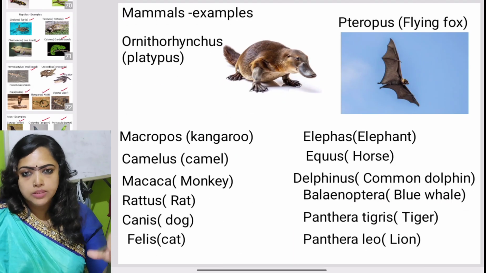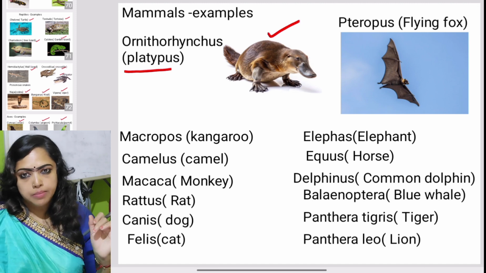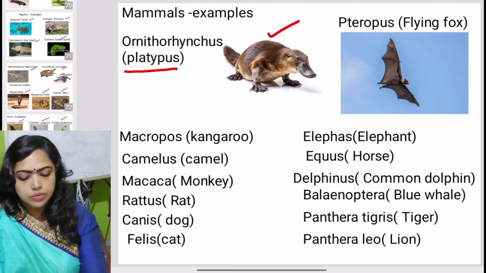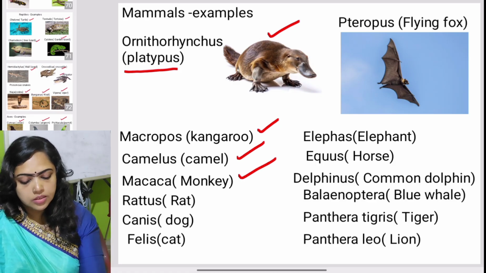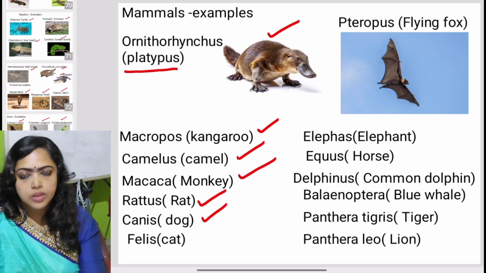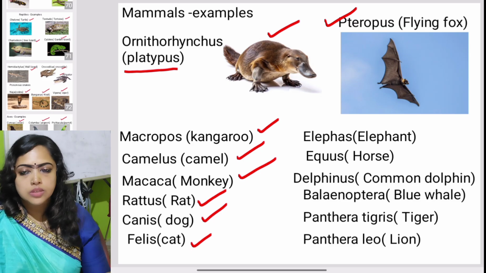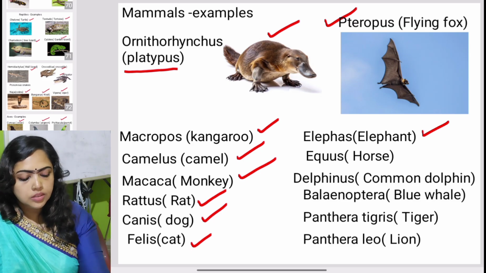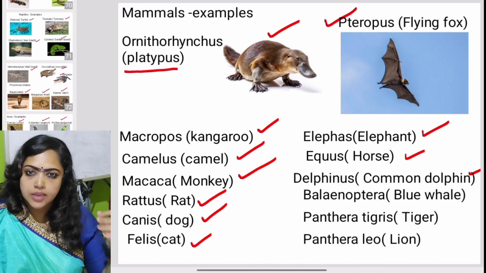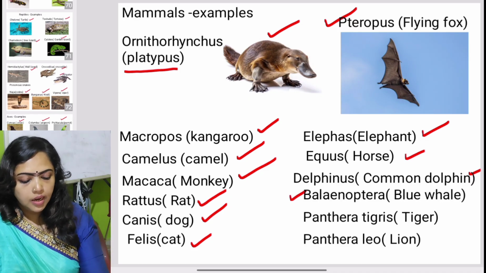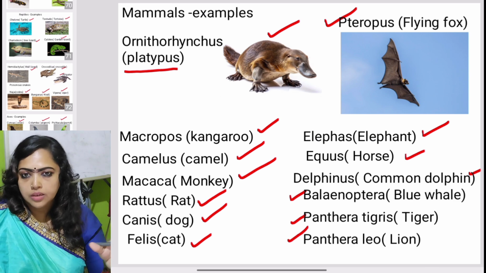Then the last thing, mammals, examples, this is the Ornithorhynchus, that is the platypus, which is an egg-laying mammal. Okay. Then Macropus or kangaroo, then Camelus or camel, then Macaca, that is monkey, then Rattus, that is rat, then Canis, dog, then Felis is what? Cat. Then Pteropus, that is flying fox, then Elephas or elephant, then Equus, that is horse, then Delphinus, that is dolphin, then Balaenoptera, that is blue whale, and Panthera tigris, that is tiger, and Panthera leo, that is lion. Okay. So we finished this chapter, Animal Kingdom.